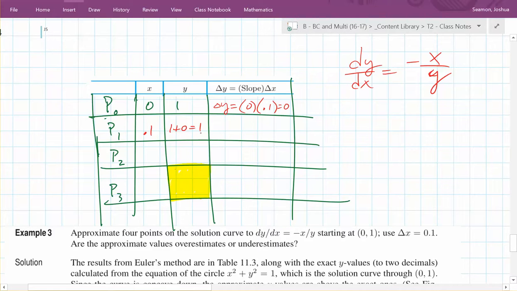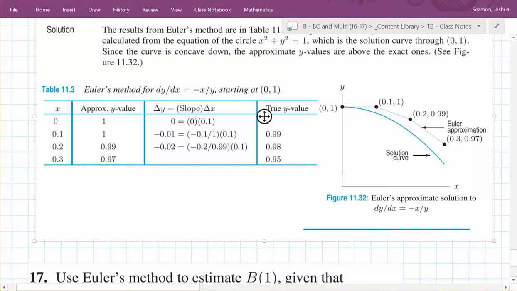Okay, keep going. It asks you, is this going to be an overestimate or an underestimate? And you can't see the picture. If you were given this picture here, look on the right there. Is the number that you found going to be an overestimate or an underestimate? Based on that picture, it's going to be an overestimate.